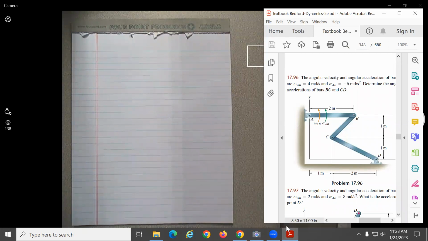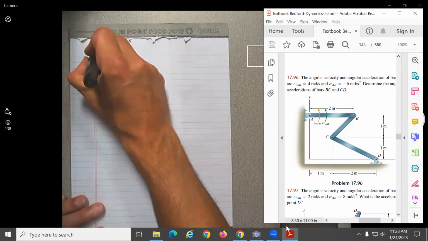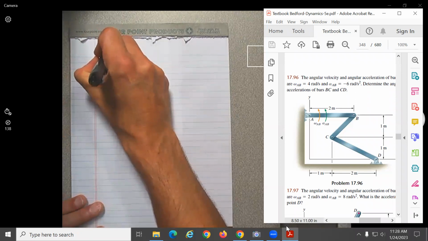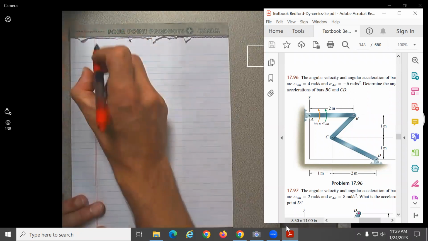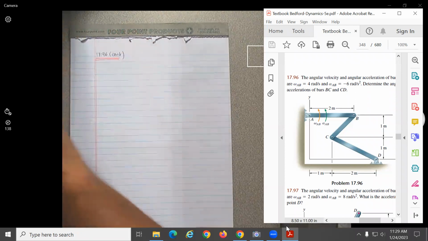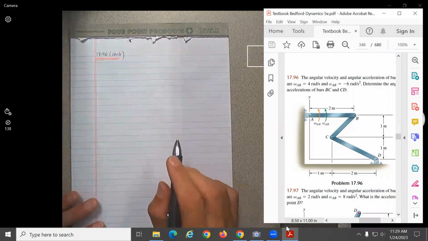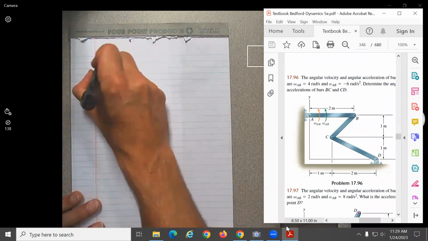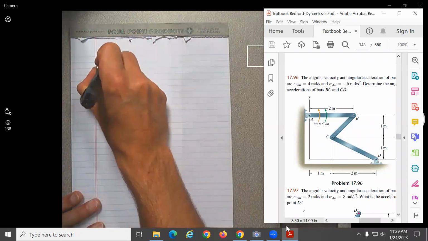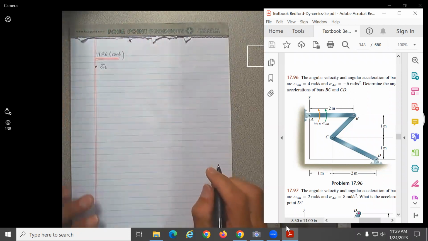All right, so here we are. Now we need to do the same thing for the accelerations, okay? So let's say this was problem 1796. Continuation. Okay, so this time let's be careful. We do the same procedure as before. We're going to find the acceleration of point B from point A.